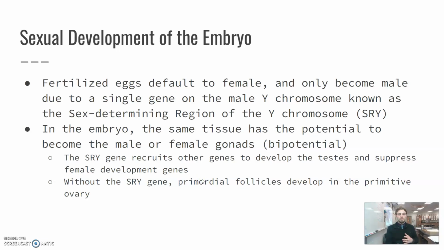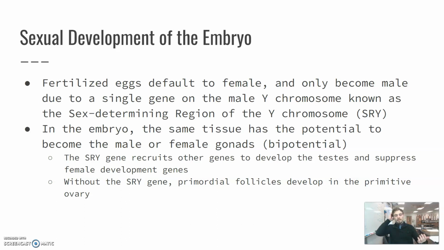So while in an embryo, fertilized eggs are going to default female. Basically, the only reason that you end up with male offspring is because from the father they get that Y chromosome, and a single gene on that Y chromosome, which is known as the sex-determining region of the Y chromosome, SRY, is going to basically cause the cascade of different things that's going to cause an embryo to become male. And so without that SRY, the embryo actually would develop as a female, assuming all of the things are maintained.